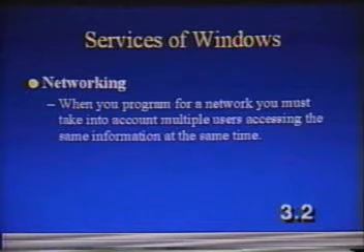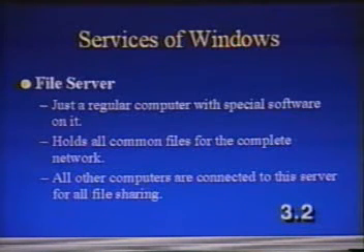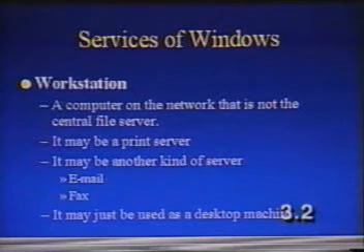So when you program for a network, you have to take into account that multiple users may be accessing the same information out there under a directory as you are at the same time. Let's talk about some of the different servers and how the different servers work from your standpoint as a computer programmer. Now, a server is really just another computer. A file server is a place where all the common files for your complete network are stored, and that way all the computers connected to this server can share those files. A workstation is nothing more than a computer on the network that is not the central file server.